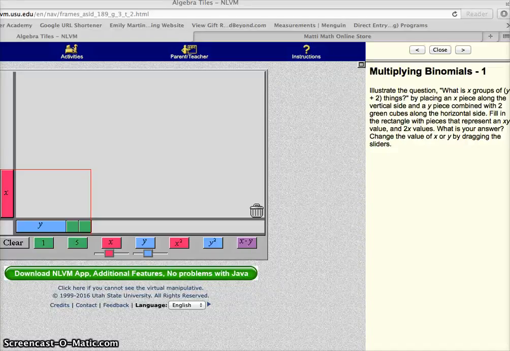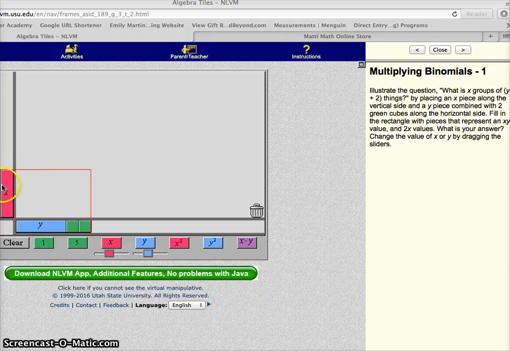Hello students, today I'm going to introduce to you what is known as the area model for multiplying binomials. Let's illustrate the question: what is x groups of y plus two things? We're going to illustrate it by putting the x model into the vertical, and the y plus 2 model into the horizontal. Think of this as a rectangle where we multiply length times width.